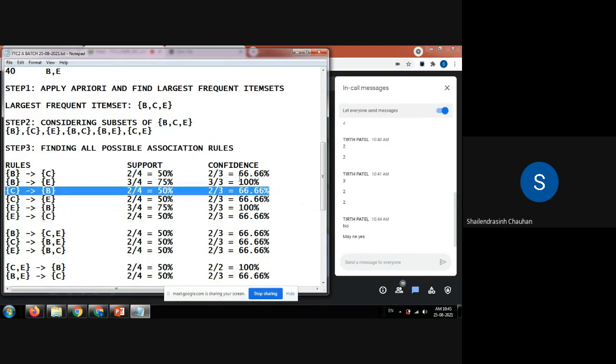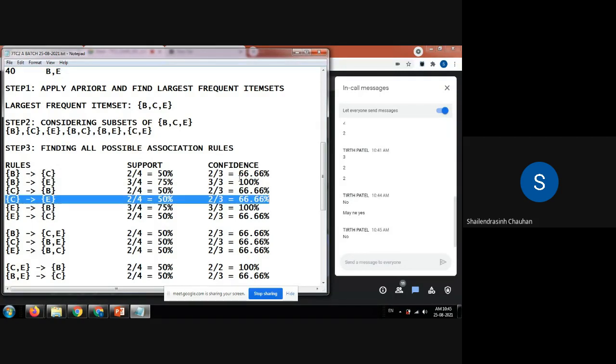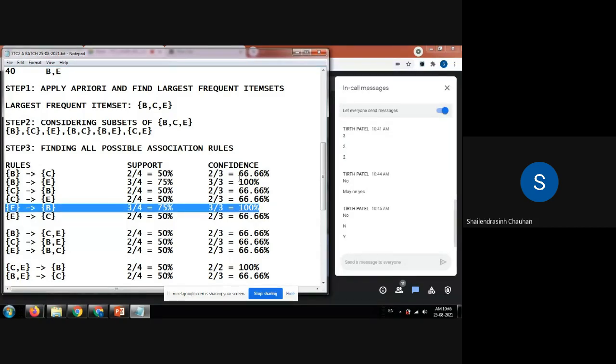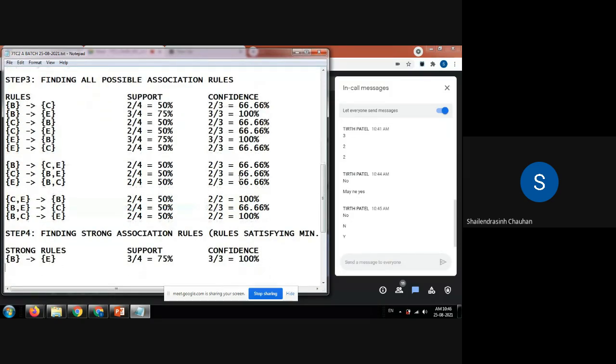Now, this rule, strong rule or weak rule? The rules which are not fulfilling minimum support, minimum confidence, those are weak rules. Right? So this is strong. Can you consider this rule as strong rule? No. It is weak rule. Can you consider this rule as strong rule? No again. Can you consider this as strong rule? Yes, because it is fulfilling minimum support, minimum confidence criteria, so it is strong rule.